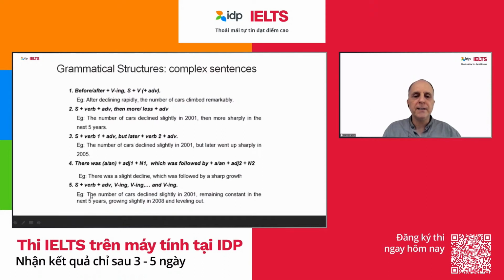Now, this number 5 is a very good one to use if you are running out of time. So: the number of cars declined slightly in 2001, remaining constant, or which remained constant, in the next 5 years, growing slightly in 2008 and levelling out. Okay, so this is a very good one if you're running out of time, but just remember the word count is still important. Okay.